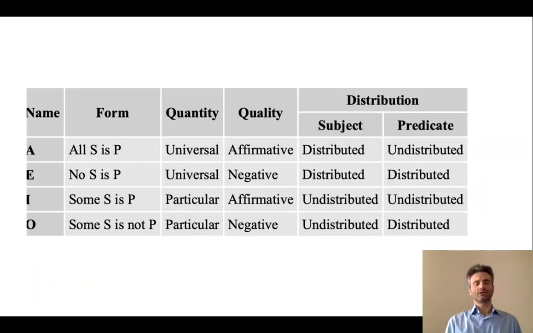Now, this is a helpful chart. You can pause the video if you need it, or download it from my website or my PowerPoint presentation. This lists all the quantity, the quality, and the distribution. As I always say to my students, do not try to memorize distribution. Think about it. It's easier to think about it. Ask yourself the question, how many members am I referring to? And that's a very simple question. And it's a simple answer. And that answer will tell you whether a term is distributed or undistributed.